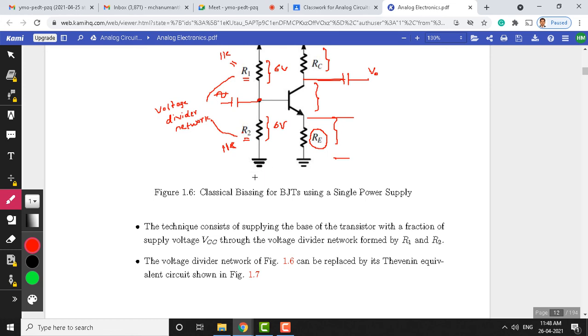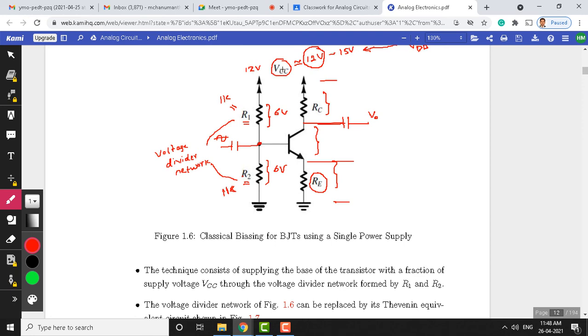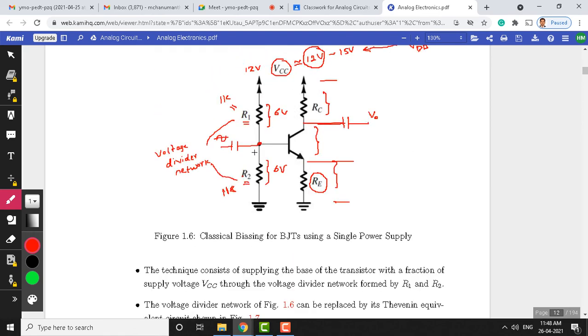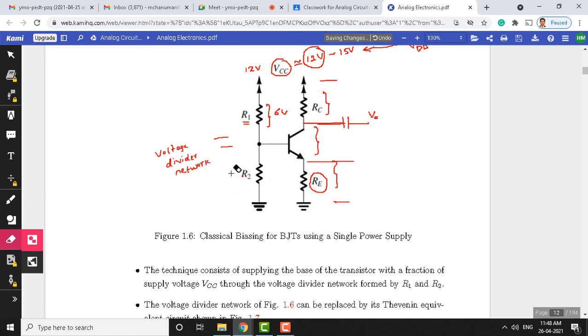R1 and R2 form a voltage divider network, and the fraction of the supply voltage, this supply voltage is VCC, gets divided across these 2 resistors. Now, we can replace this voltage divider network with Thevenin's equivalent. Let me remove this. Just simplifying this circuit. Okay, so let us see how this circuit can be simplified.